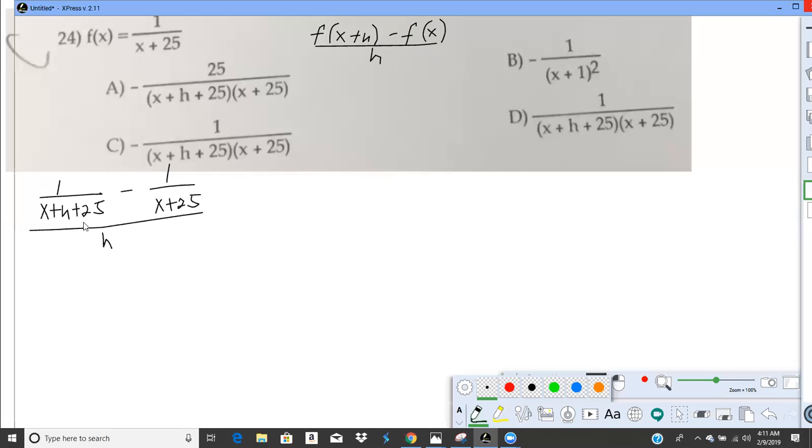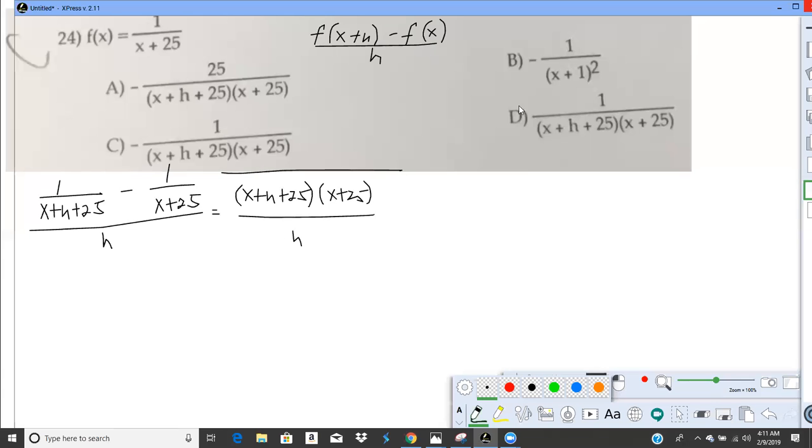Now you have two fractions inside your own fraction. I'm going to put over h here just to make sure it's taken care of. You want a common denominator by just multiplying these two. So your common denominator will be both of them: x + h + 25 times x + 25. We would like to combine these two fractions.